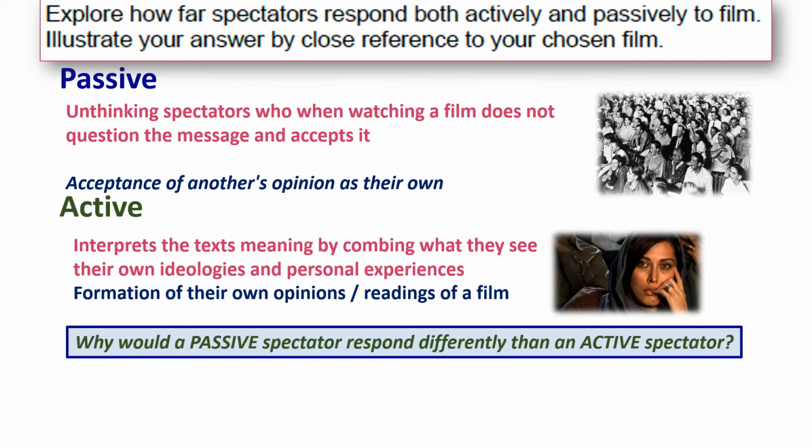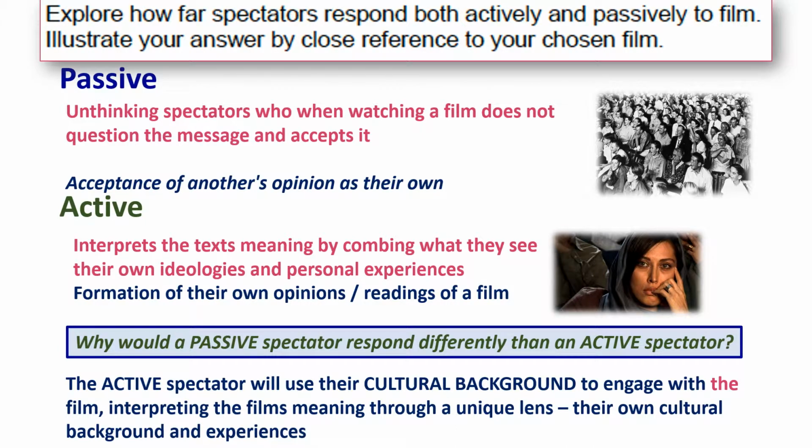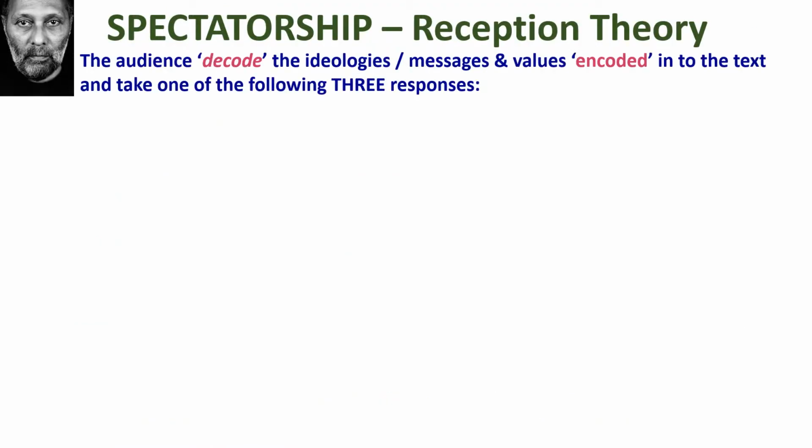So why would an active spectator respond differently than a passive spectator? Well, it's because of cultural backgrounds, our own experiences, the way we view a film. We basically interpret a film through a unique lens, through our own culture and background, etc. And they're all unique to each individual.